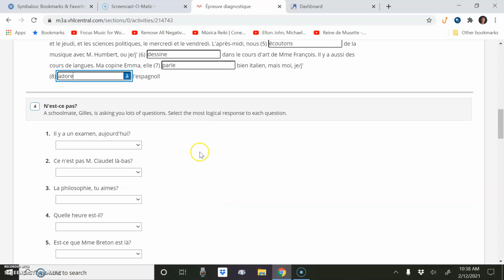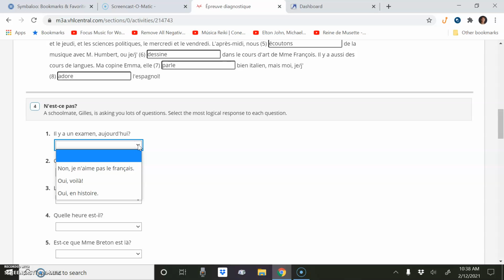All right, these are, n'est-ce pas? A schoolmate Gilles is asking you lots of questions. Select the most logical response from each question. Now, don't just guess. Take a look. Someone asks, il y a un examen aujourd'hui? Is there a test today? We got, no, I don't like French. Yes, here you go. Yes, in history. Makes the most sense? Oui, en histoire.